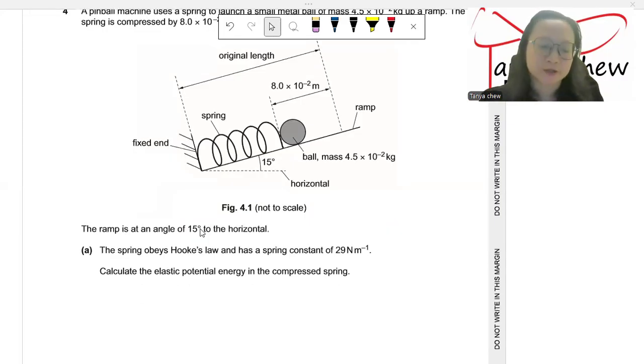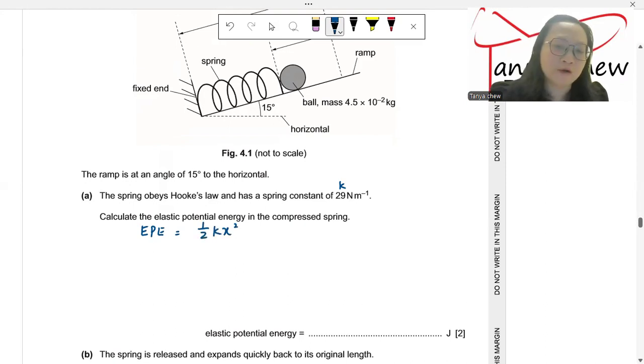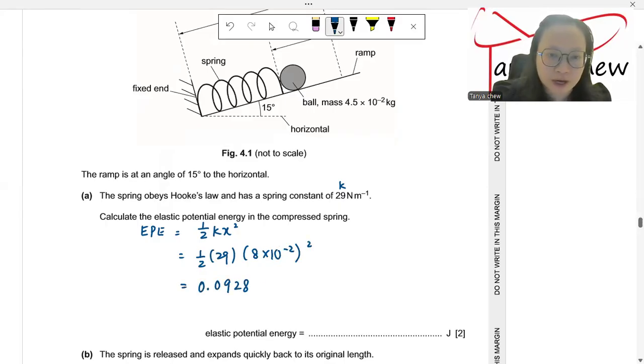A, the spring obeys Hooke's law again, and the spring has a spring constant of 29 Newton per meter. Calculate the elastic potential energy of the compressed spring here. I have the spring constant, therefore EPE, or elastic potential energy, I'm going to use this equation, half kx squared. K is 29. X is the extension, which is given as 8 times 10 to the power negative 2. You square it, and your answer is 0.0928 joules. To 3 significant figures, 0.0928 joules.